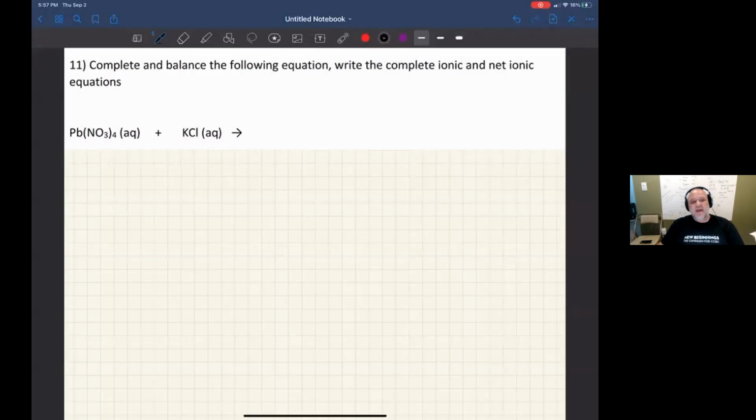Okay, so this question asks you to complete and balance the equation and write the complete and net ionic equations. So you have to know a couple of things. You have to know solubility rules. You have to know what kind of reaction it is. In other words, it's a double displacement reaction. And you have to know nomenclature, and you have to be able to write formulas.